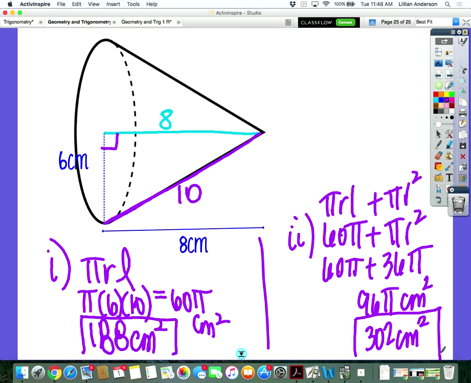So for the first part, because we're finding the curved surface, we have to find the slant height. That wasn't given to you. That 8 was just the height. Okay? Questions on surface area?